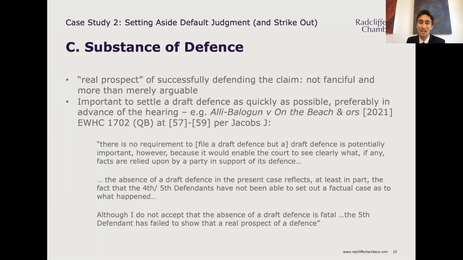And in the Ali Balogan case, again of this year, which I've referred to on the slide there, the judge recognised that there is no formal requirement to file a draft defence, but a draft defence is potentially important because it essentially makes the court's job easier. And essentially what the judge did here was draw maybe not something as strong as an adverse inference, but read into the fact that no defence had been prepared to expose holes in the defendant's defence.